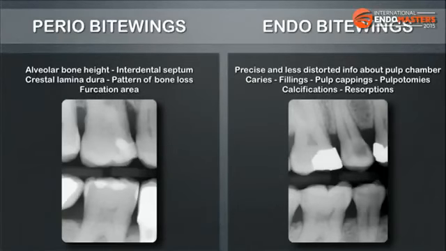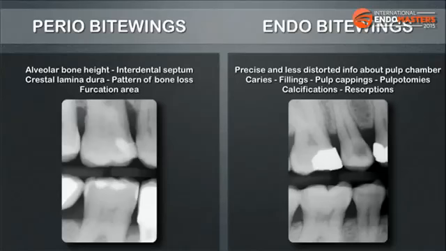Bite wings are essential in endodontic and periodontal diagnosis. Bite wings are taken during radiographical periodontal examination in order to assess the alveolar bone height, the distance from enamel cemental junction to the alveolar bone crest, the interdental septum, the presence of crestal lamina dura, pattern of bone loss, and furcation area.